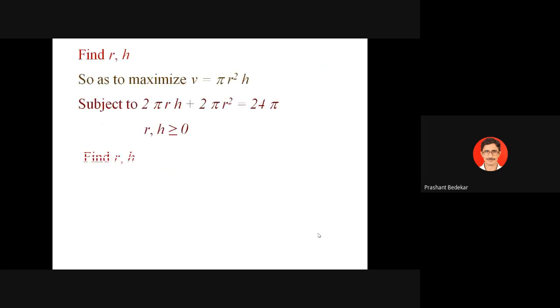This is the problem. See what I am doing. Find r, h. I am rewriting the problem. See the difference in the objective function. So as to minimize f. It was maximize V. Now I am saying minimize f equal to minus pi r square h.